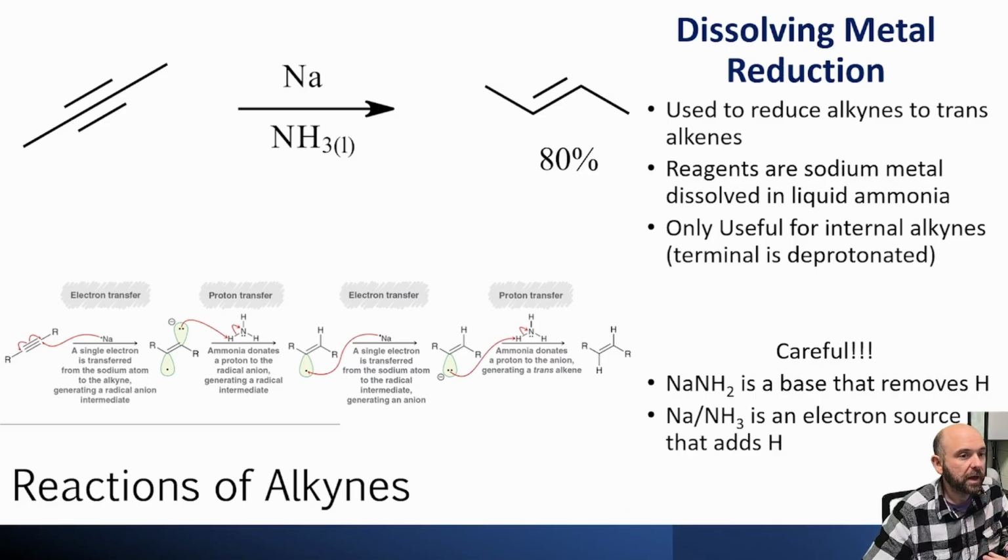So if you have an internal alkyne and you want to reduce it to the trans alkene, there is a type of reaction you can do called a dissolving metal reduction. To do this reaction, you take sodium metal and dissolve it in liquid ammonia, and a radical reaction happens from the electrons that are actually solvated away from the sodium by the ammonia.